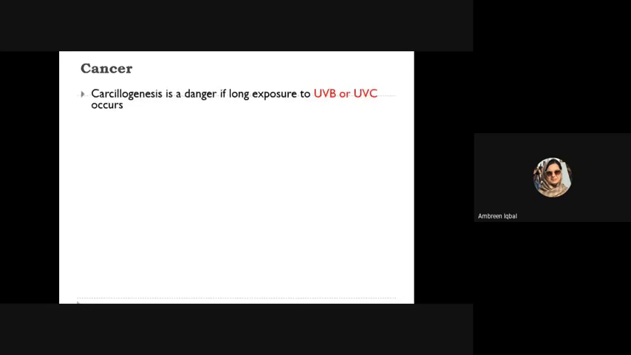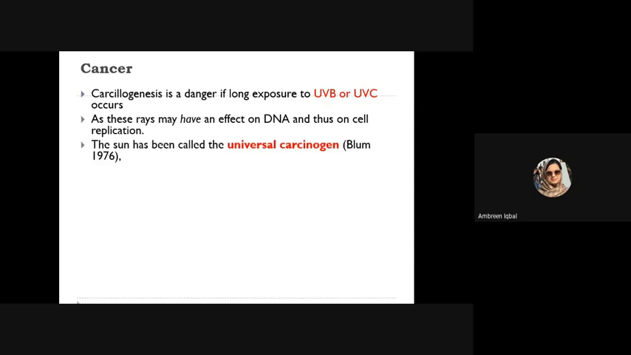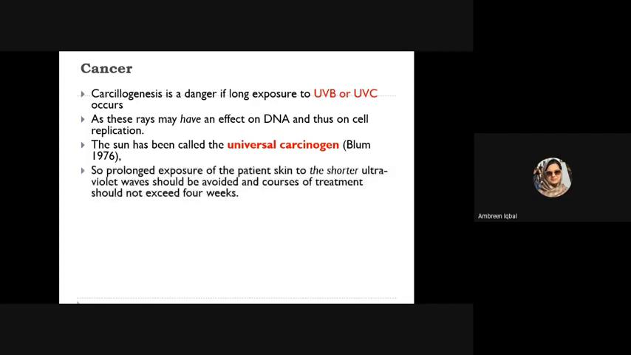Cancer. Carcinogenesis is a danger if there is a long exposure to ultraviolet B and C, as these rays may have an effect on the DNA, thus on cell replication. It was actually called a universal carcinogen by Blum in 1976. So prolonged exposure of the patient's skin to the shorter ultraviolet rays should be avoided, and the course of treatment should not exceed 4 weeks.